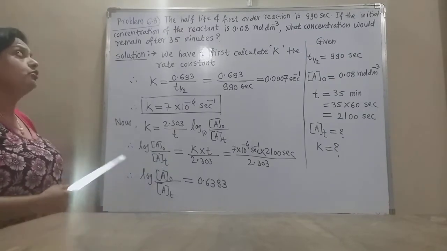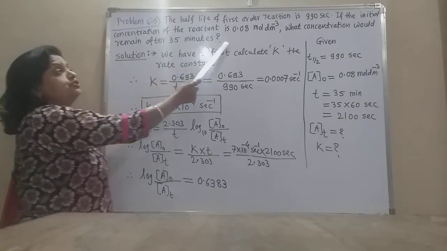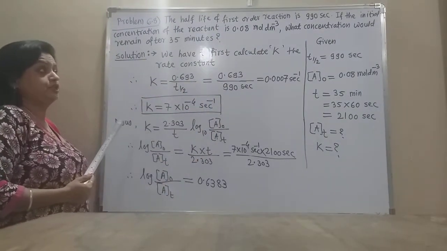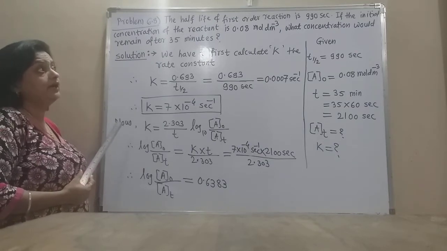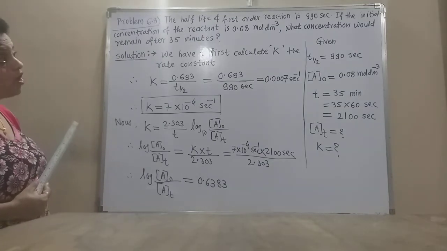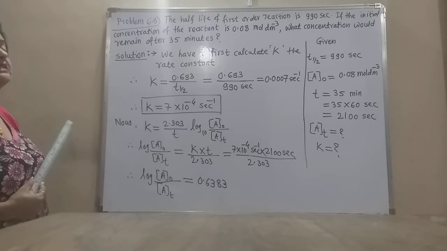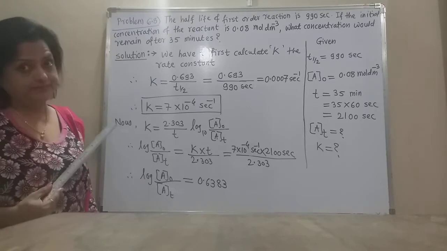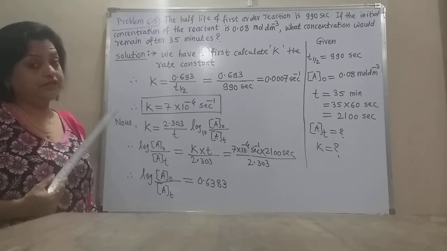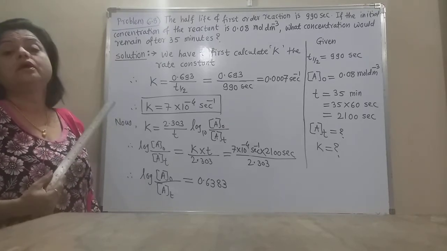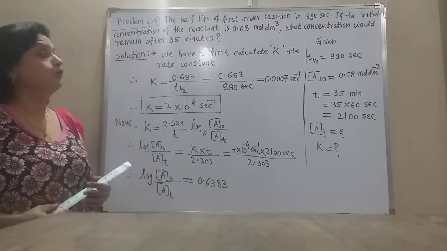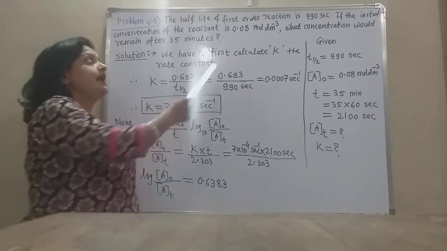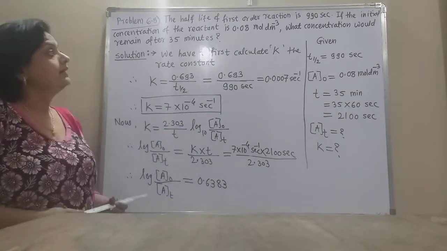If the initial concentration of the reactant is 0.08 moles per decimeter cube, what concentration would remain after 35 minutes? That means we have to calculate At, the concentration of the reactant after 35 minutes. And we are given the initial concentration A0 as 0.08 moles per decimeter cube.